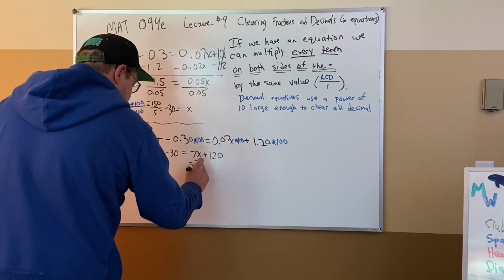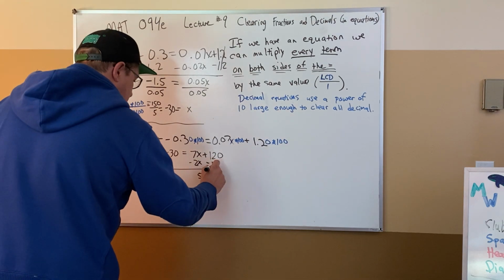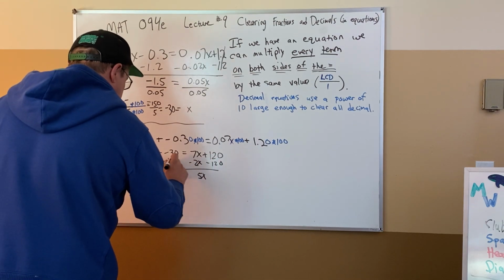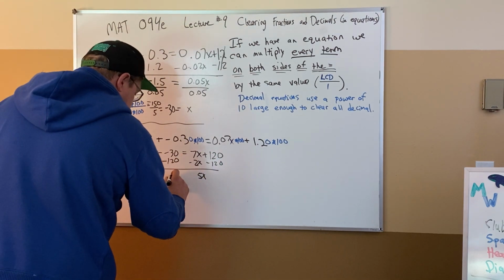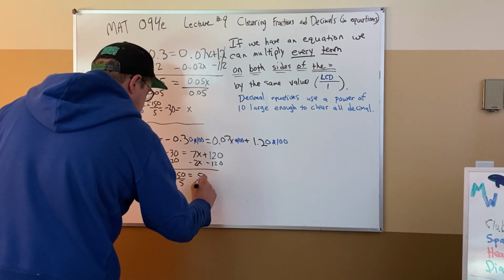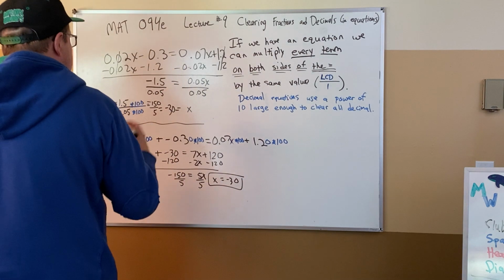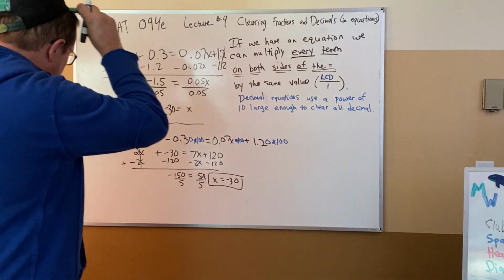Subtracting 2x on each side, 5x. This has got to go, minus 120, or negative 120, this is gone. We've got to add 150, strong on the negative, divide by 5, and x equals negative 30. Got the same thing. We'll see if it worked. Didn't check it either time yet.